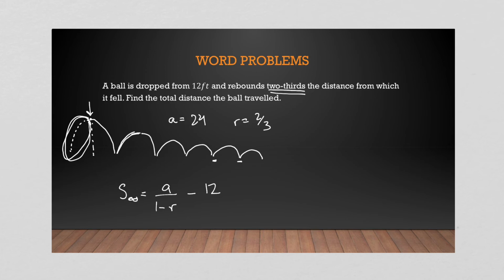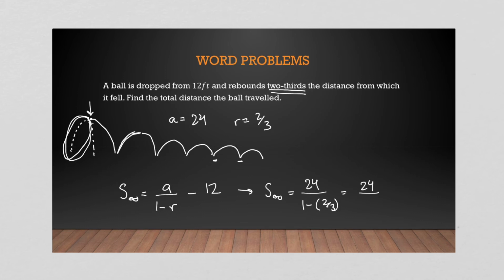So we fill this in now. From here, it becomes, again, pretty easy. A is 24 over 1 minus 2/3. So we get 24 over 1/3, which is 24 times 3. So that gives us a total value of 72, but then remember we need to subtract our initial 12. So we get a total vertical distance traveled of 60 feet.